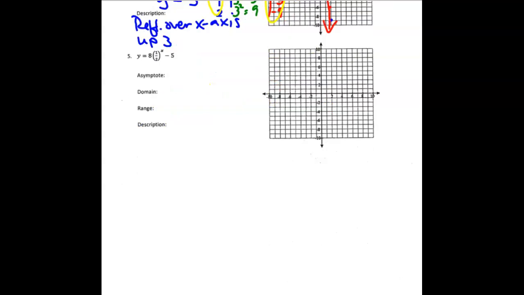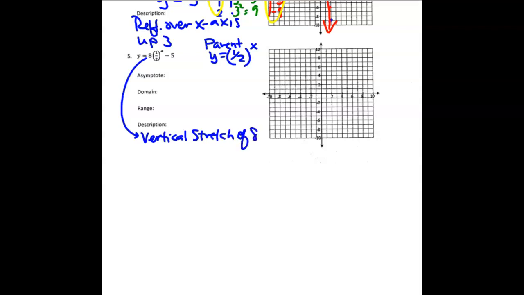Okay, let's look at another one. This time we have y equals 8 times 1/2 to the x power minus 5. So again, analyzing our parent function would be y equals 1/2 to the x power, okay, getting rid of all the transformation parts. Okay, what we are doing to that, the 8 is going to cause it to have a vertical stretch of 8. The negative 5 on the end is going to shift it down 5.